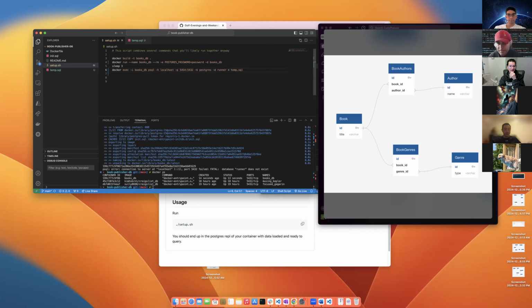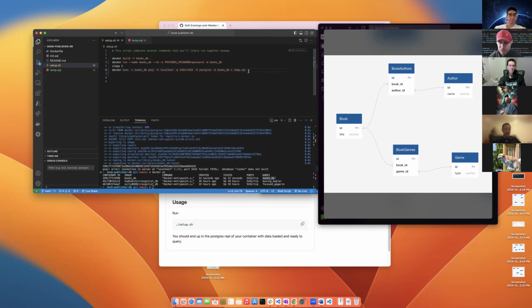Now the name's changed though. It's not called runner anymore. It's called books_db. Can I change it back? Well, no, I think it's fine. That's weird. So this should be runner. Yeah, go ahead, change it back. We had something mixed up, obviously, from last time.